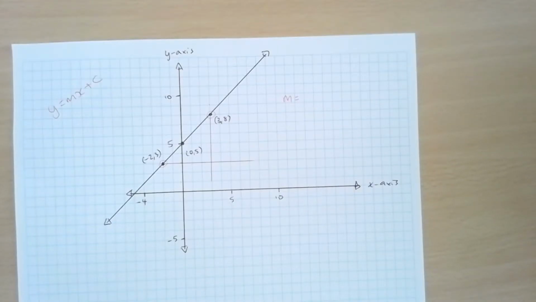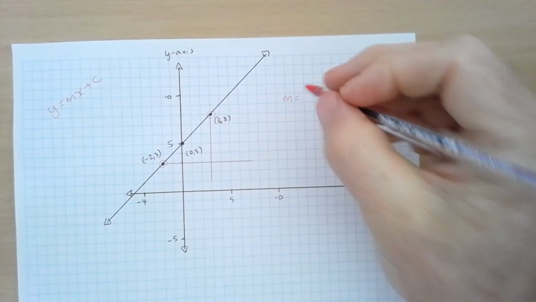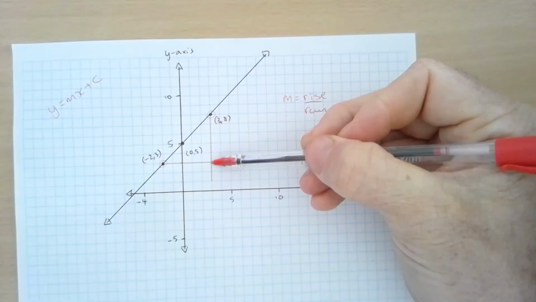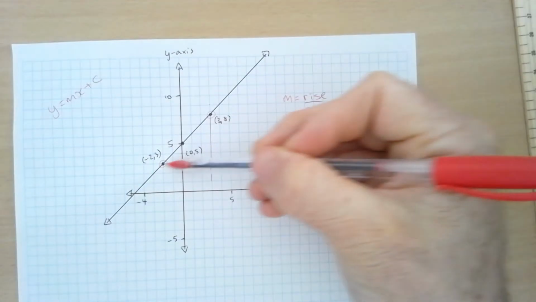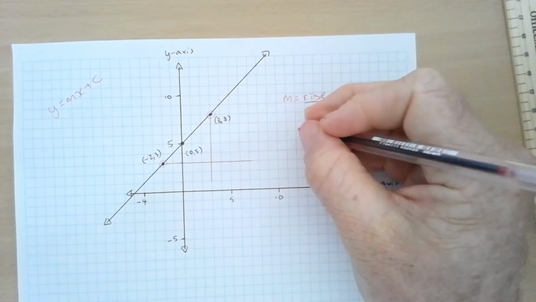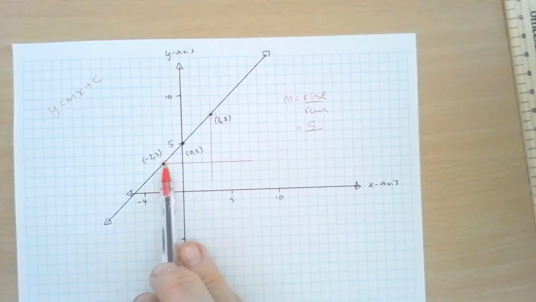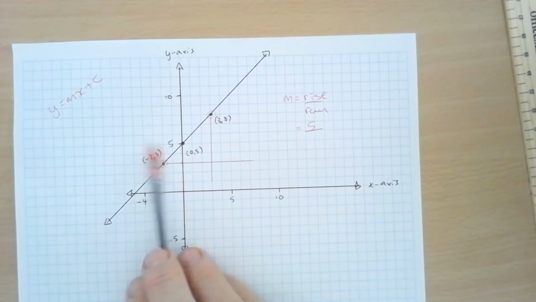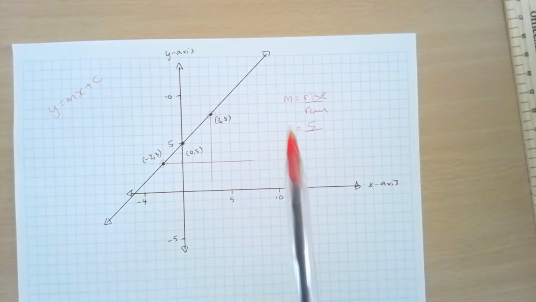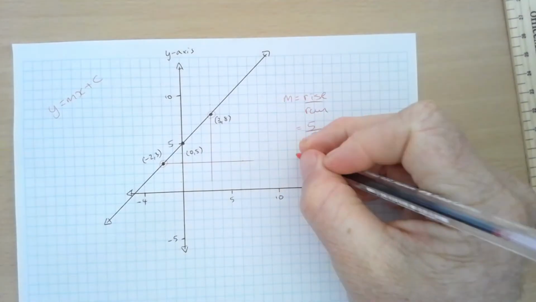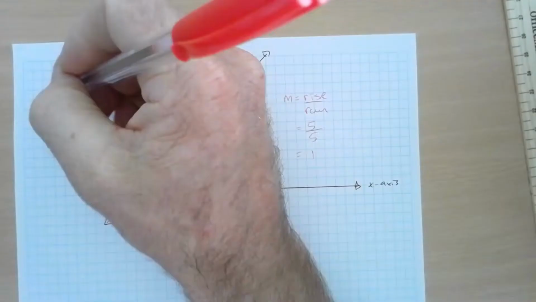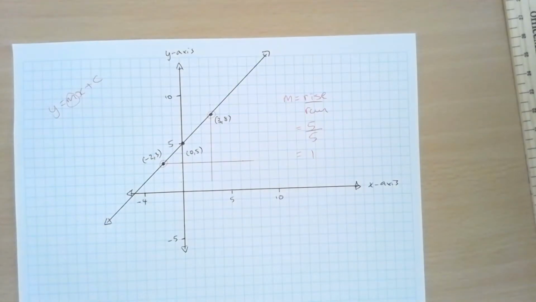The m that we're looking at the moment is the gradient, and that's given by rise over run. My rise from this point up to this one is 1, 2, 3, 4, 5. So my rise is 5, and my run is from this point across to in line with that point there, and we can see we've gone 1, 2, 3, 4, 5 places across as well. 5 divided by 5 gives us a gradient of 1. So that's this component sorted.